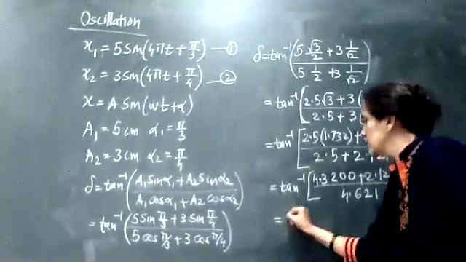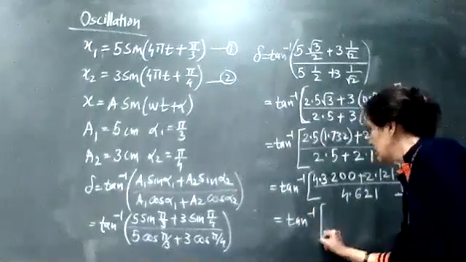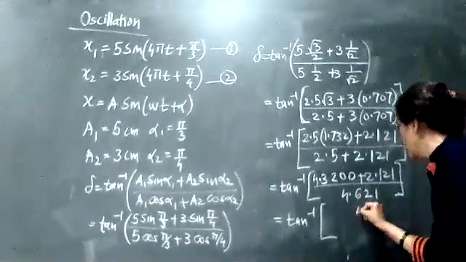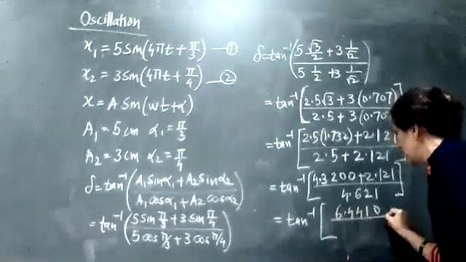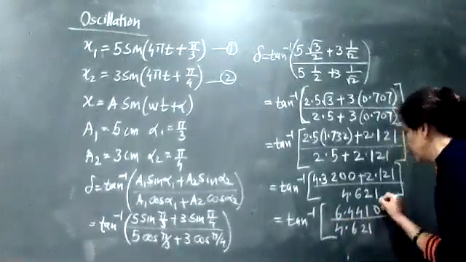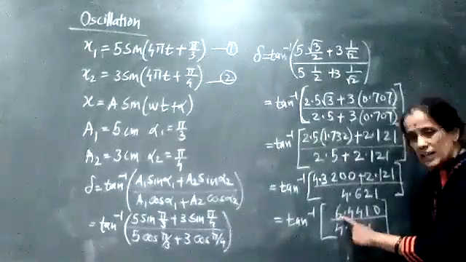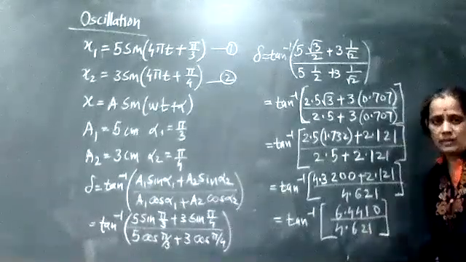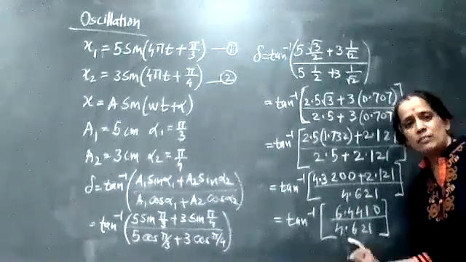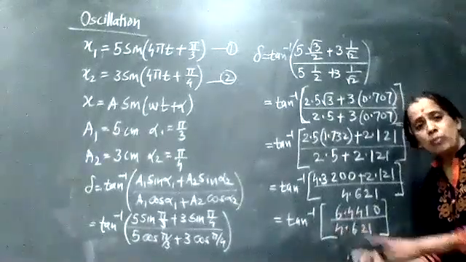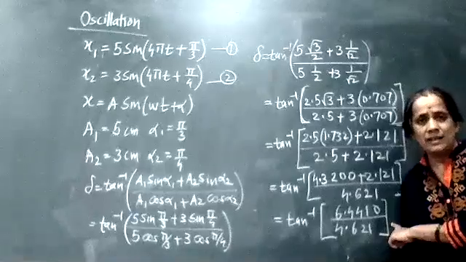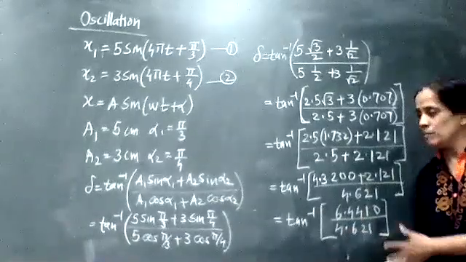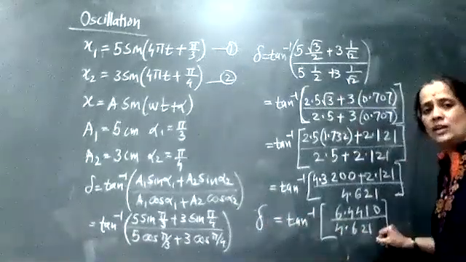Numerator addition, it is equal to tan inverse in bracket, addition will be coming here as 6.4 divided by 4.6. Now see here, numerator is 6.4, denominator is 4.6. Means this division is definitely greater than 1. If the division is greater than 1, I am getting tan inverse of 1 point something. All of you know that tan inverse of 1 is 45, and 1 point something means your delta is definitely greater than 45.